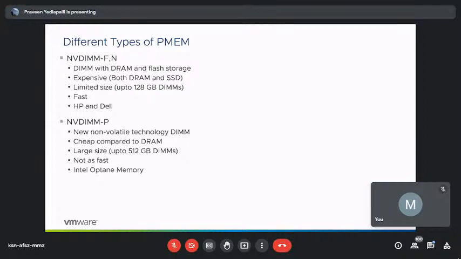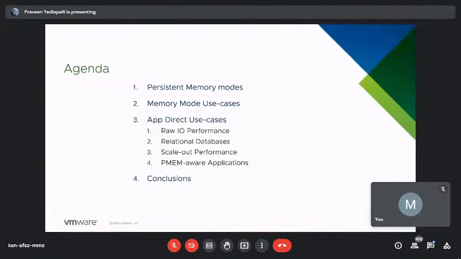So going forward, I'm going to focus on this Intel solution because that's a more scalable and more advantageous solution than NVDIMM-P, which is Intel Optane. Okay, now that we understand what persistent memory is, let's focus on how to use this persistent memory in your software and how your application can become faster using it. First, there are different modes in which you can use this persistent memory.